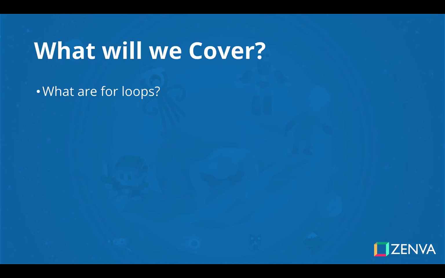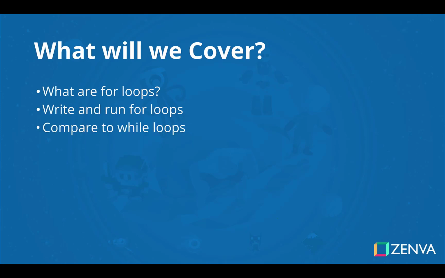So we'll start by covering what are for loops, then we'll write and run a simple example, and then we'll compare them to while loops and talk about when and where we would use each one. Let's head to the code and get started.